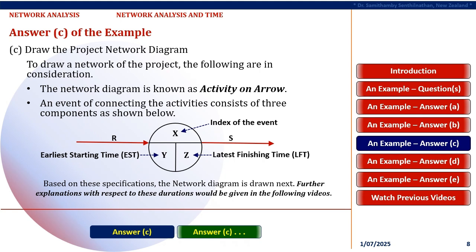Also, you can note that the event X has two additional measures of durations, earliest starting time, known as EST, and latest finishing time, known as LFT, that are useful in other lessons to come. For the time being, you may have them for knowledge and can skip them for the time being. Further explanations with respect to these durations would be given in the subsequent videos.